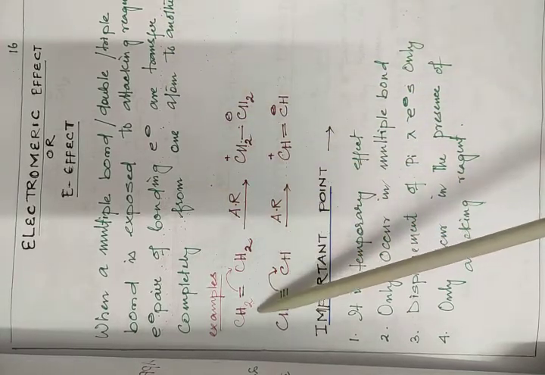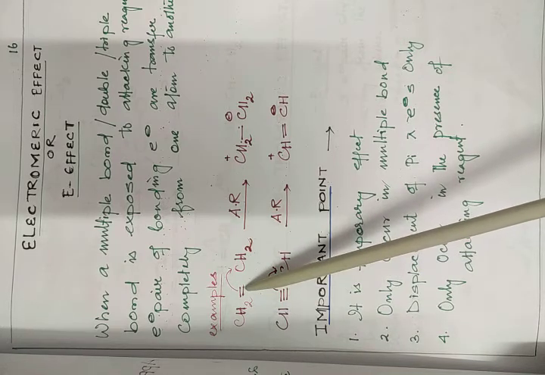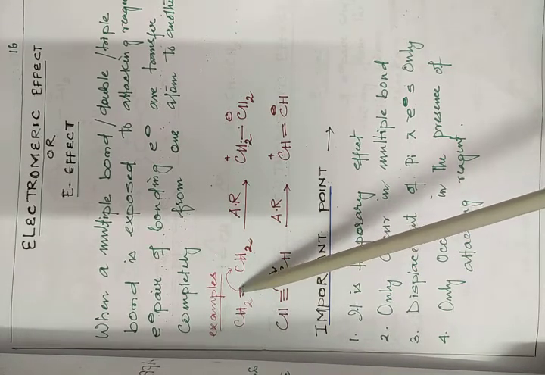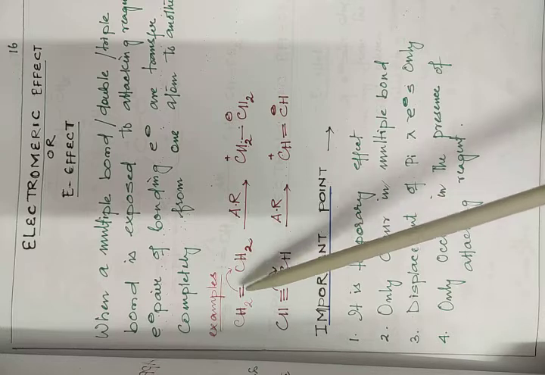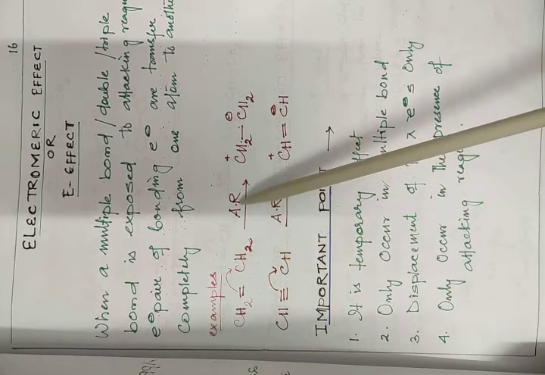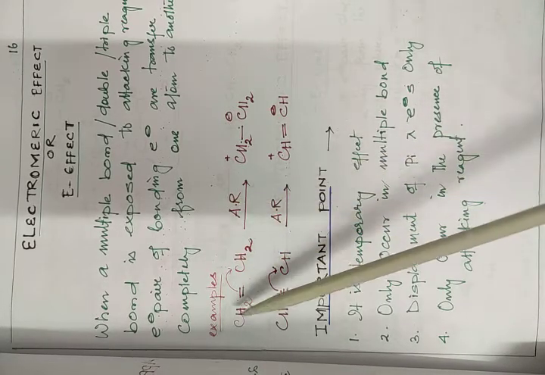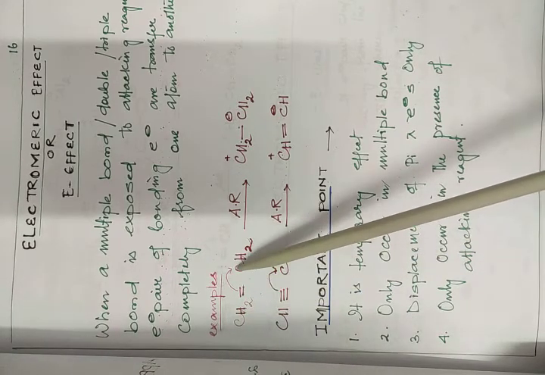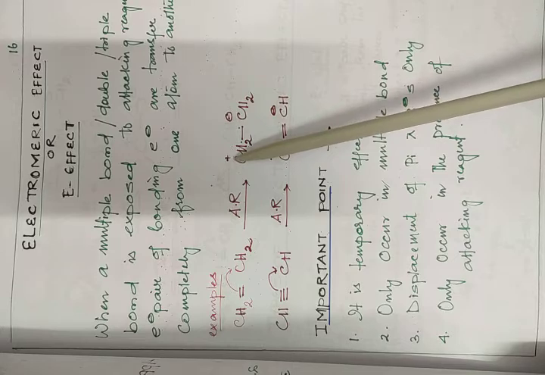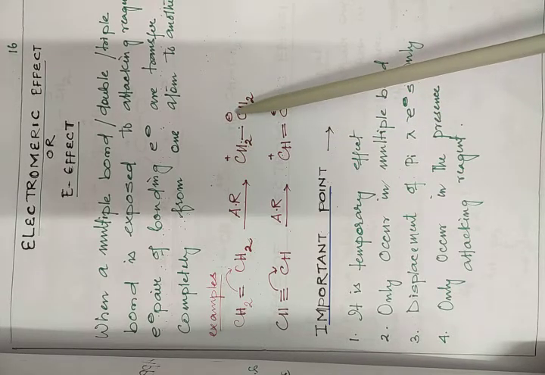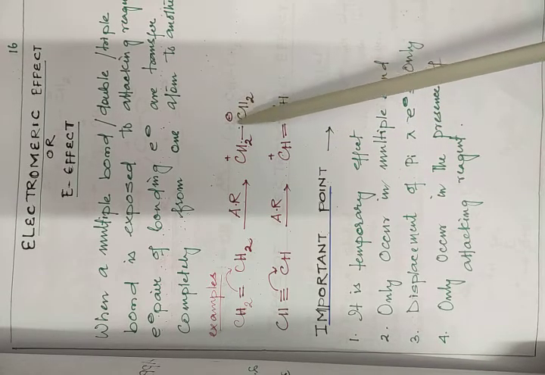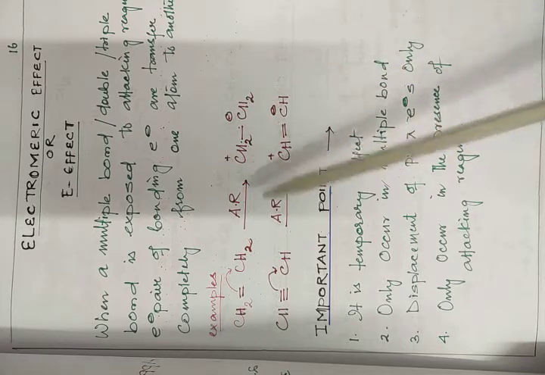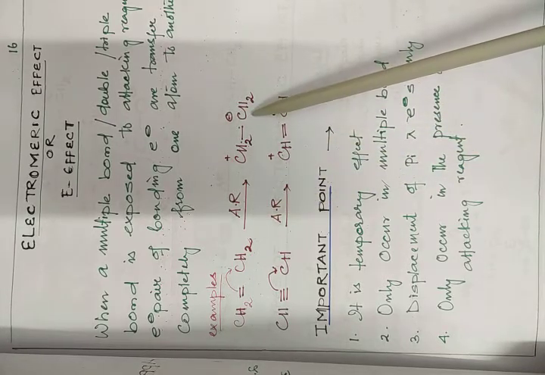Let's see an example. Here is the double bond only. This double bond we have to transfer to the next atom. When it is transferred in the presence of the attacking reagent, one carbon will carry a positive charge, and the next one will carry a negative charge, because this carbon will have more electrons. So this is an example of the electromeric effect.